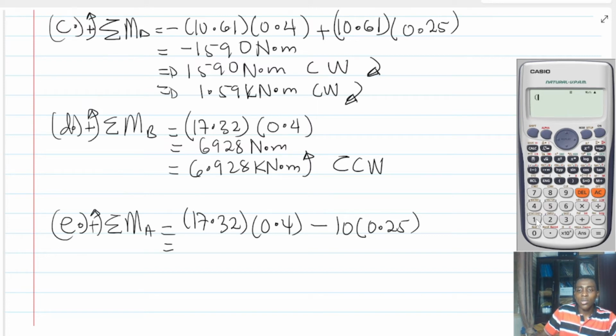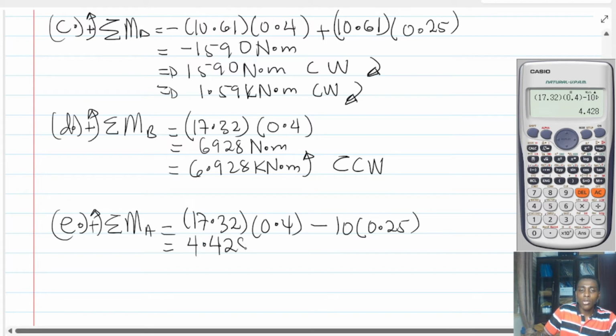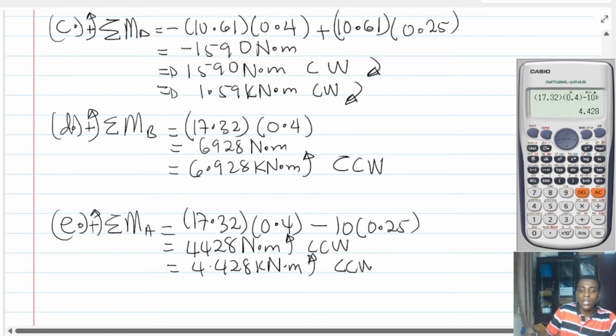Now, what is this? It's going to be 17.32 times 0.4 minus 10 times 0.25. And this is going to be 4.428, or let's say 4428 Newton meter. And since it's positive, it means it is counterclockwise, which is the same as 4.428 kilonewton meter counterclockwise. Is that right?